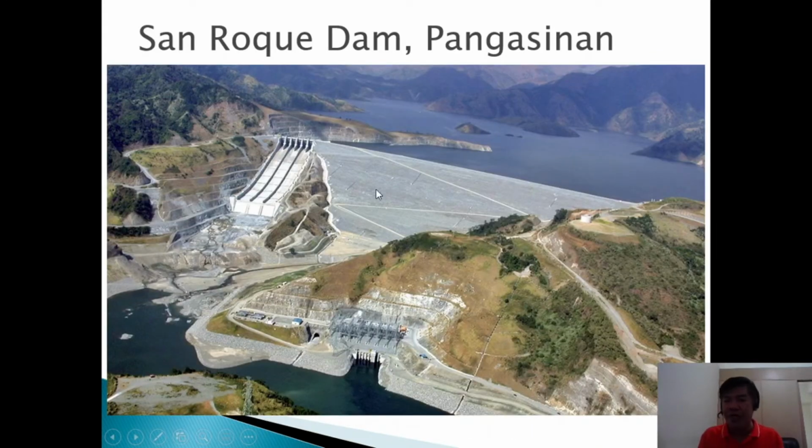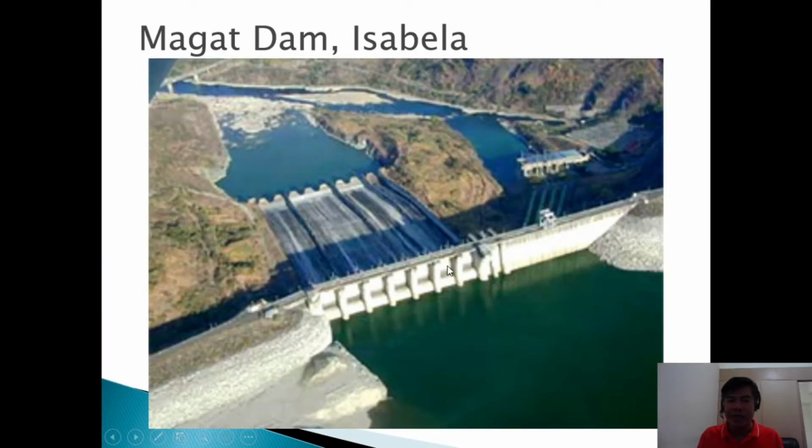We also have the San Roque Dam in Pangasinan. Just a view. If it is a concrete structure, you can see on the different sides, it is made of natural slopes and materials. So the software can also be used in analyzing the slope stability of both sides. This is in Isabela, the Magat Dam.